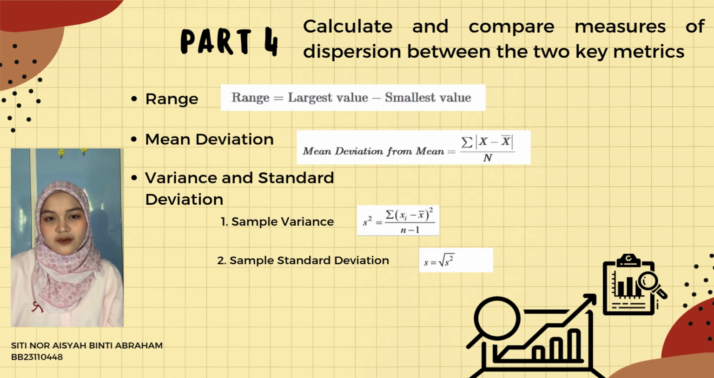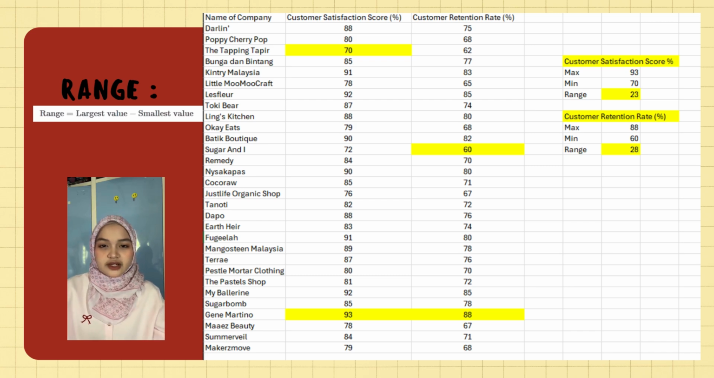I will discuss part 4, calculate and compare measure of dispersion between the two key metrics. As you see here are the different measures of dispersion that I'm going to discuss and use, which are the range, mean deviation, variance, and standard deviation. The range gives us the variation between the largest and the smallest value. So I take the largest value and subtract the smallest value.